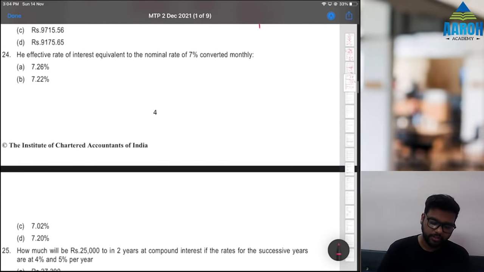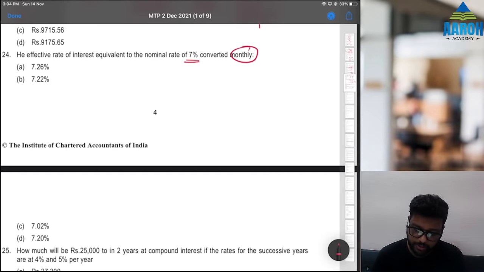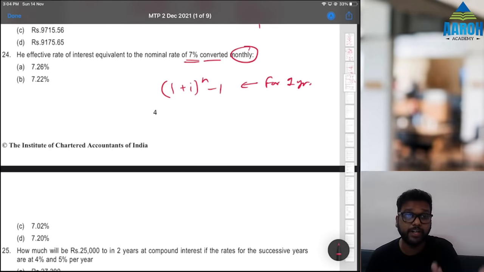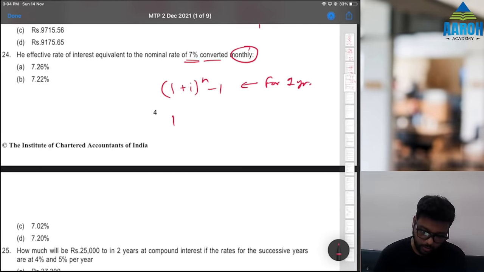Next, 24. Effective rate of interest equivalent to nominal rate of 7% compounded monthly, converted monthly. Okay. (1 + i)^n - 1 for 1 year. That is the formula for finding effective rate of interest. So 1 plus i will be what? 7% by 12. n means 12 months, minus 1.